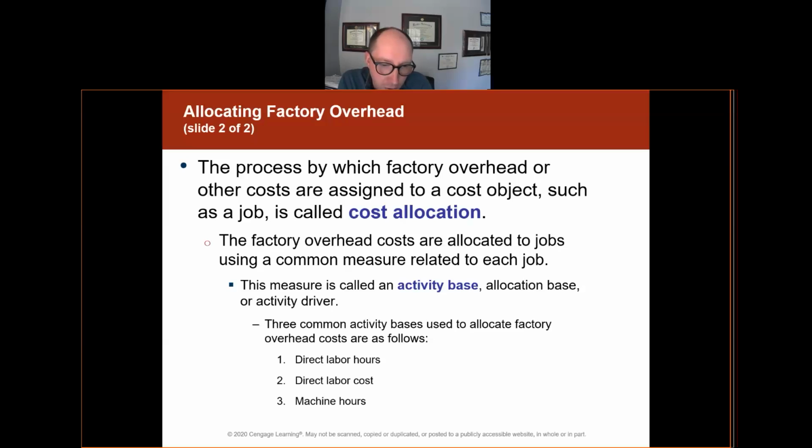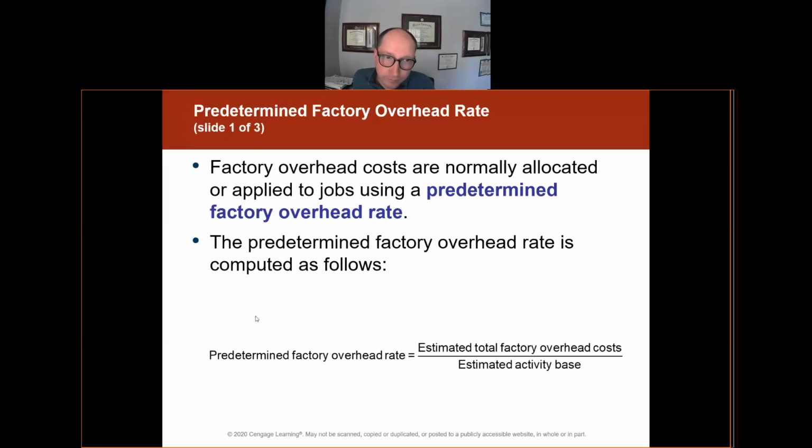Activity-based costing is where we identify the activity base. Activity base is usually labor hours, machine hours, or direct labor cost. Those are the bases of activity for factory overhead. Labor hours, machine hours, direct labor cost. We use that base to allocate the respective costs for factory overhead. So how do we do it? There's a couple of methods that we use to determine factory overhead rates.